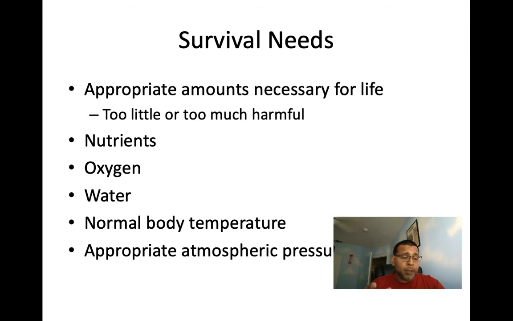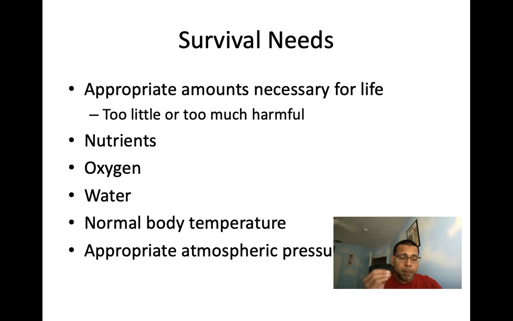And these survival needs include, number one, nutrients, food, which is made up of glucose, proteins, lipids, sodium, potassium, and so forth. Second, you have oxygen. Third, we have water. Also, appropriate body temperature and appropriate atmospheric pressure. These are all our survival needs.